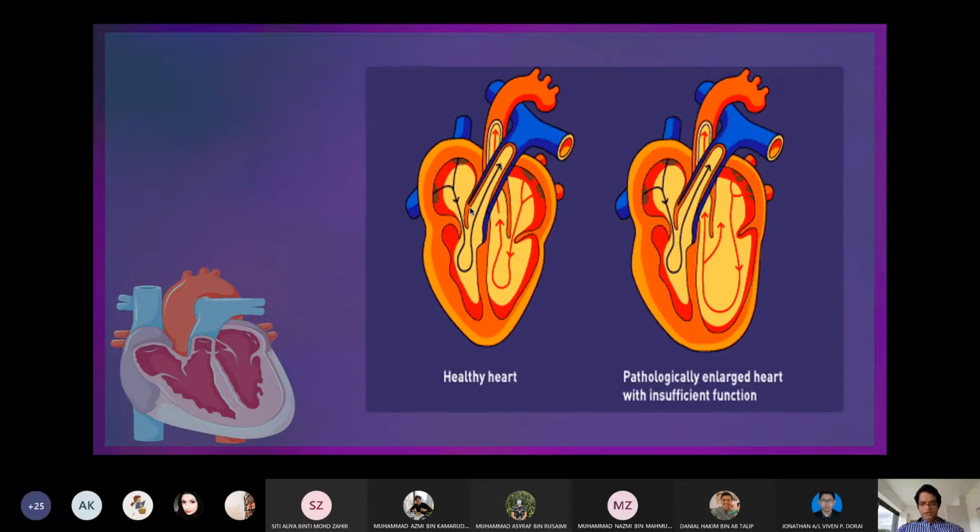Now, I think we have a few more pictures. Who can tell me the difference between these two hearts?